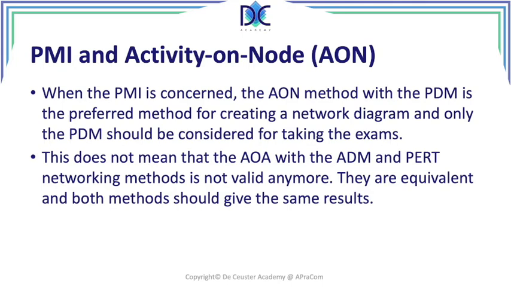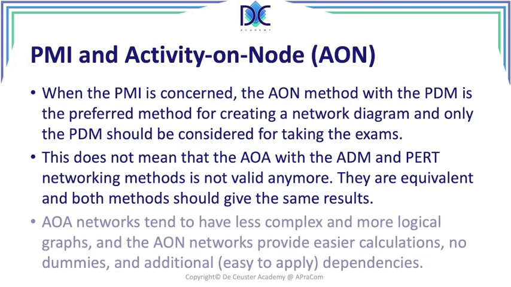The activity on node has some other advantages. Typically the activity on the arrow networks seem to be less complex and more logical graphs. And on the other hand, the activity on the node provides us with easier calculations. There are no dummy activities, and additionally, it has easy to apply dependencies. Now, these are the things that you have to consider, and both techniques, as far as I am concerned, can be used whatever project you're dealing with. It just depends on what the people like.